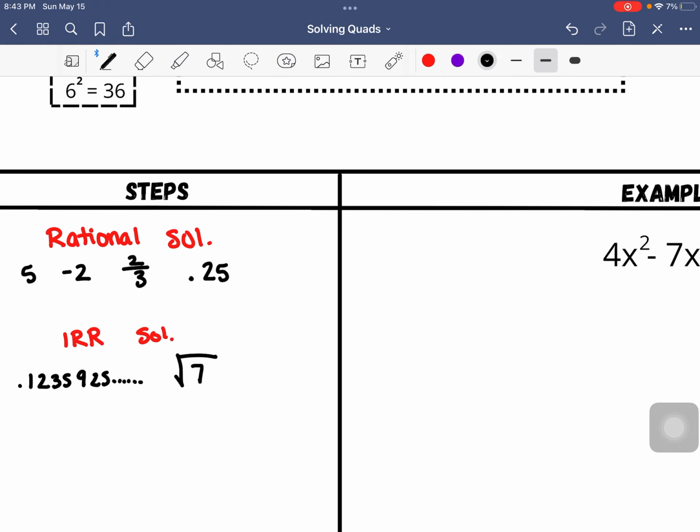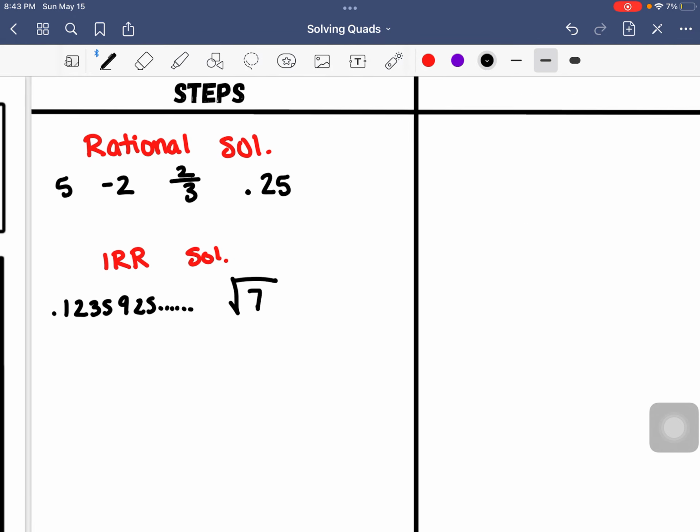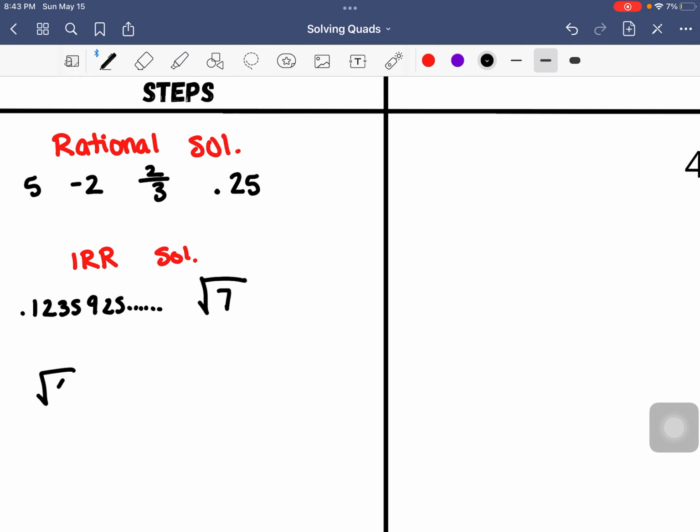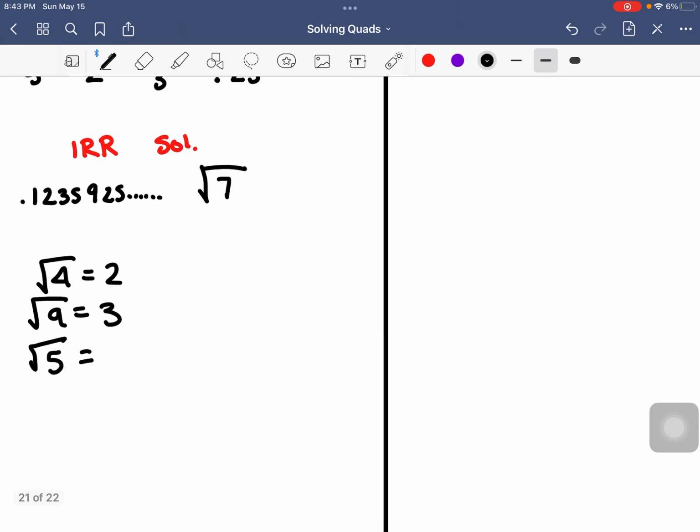So far, when you've done the quadratic formula, when you get to the point where you have a radical, it breaks down very nicely. So for example, the square root of 4 equals 2. The square root of 9 equals 3. But let's show you what happens when we don't get a nice squared number, like the square root of 5, okay?